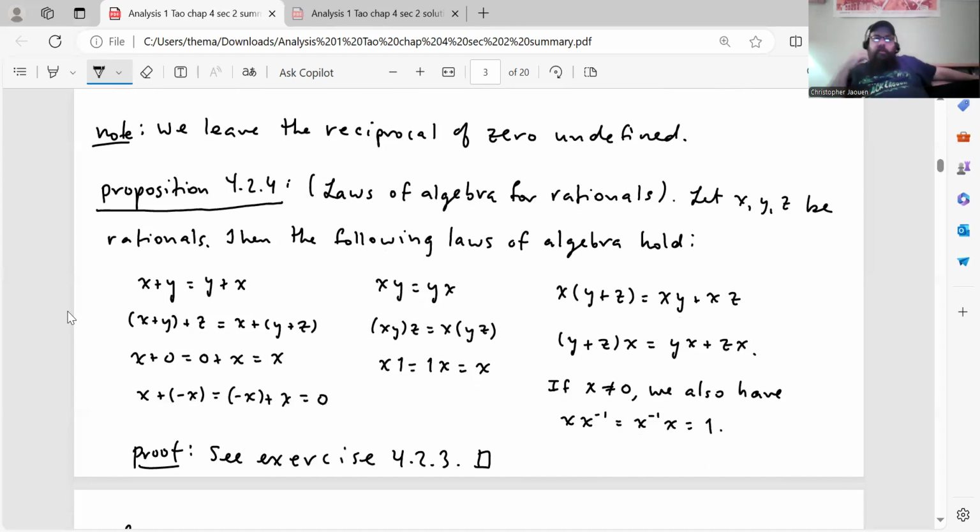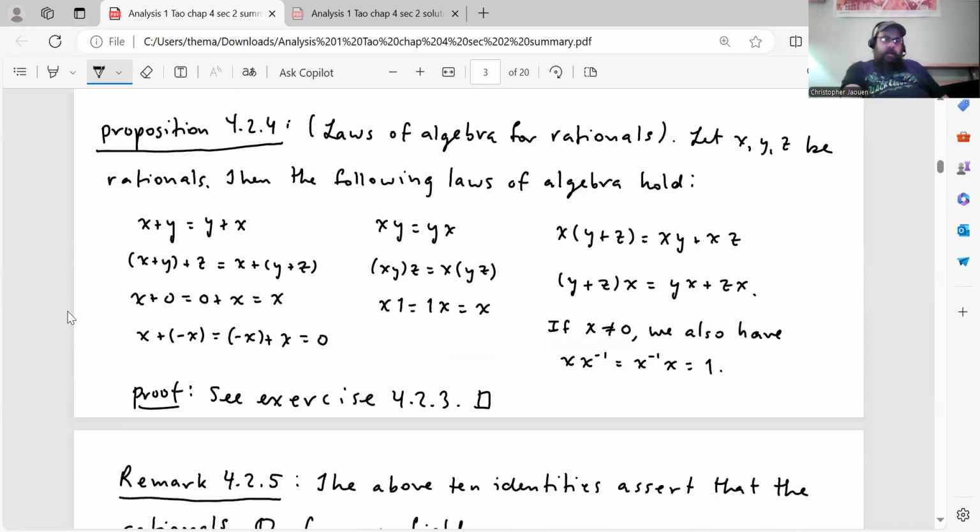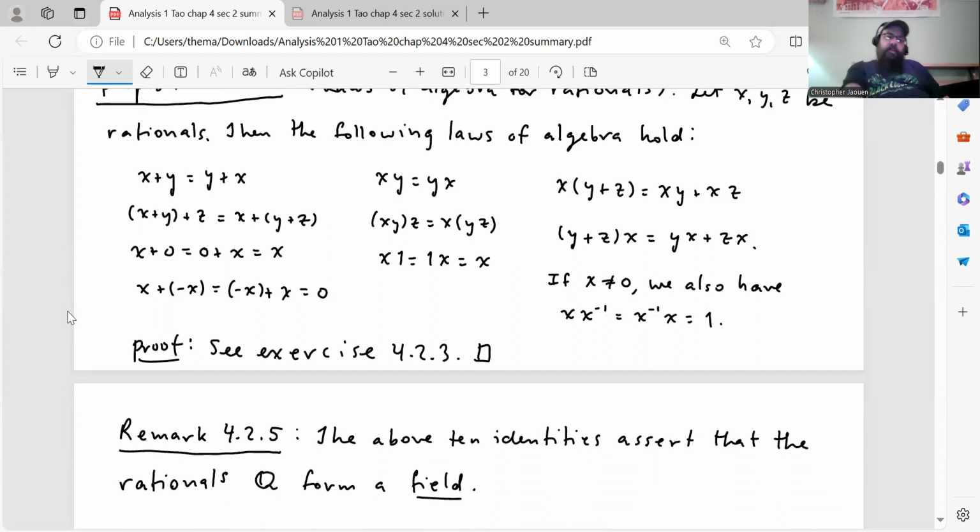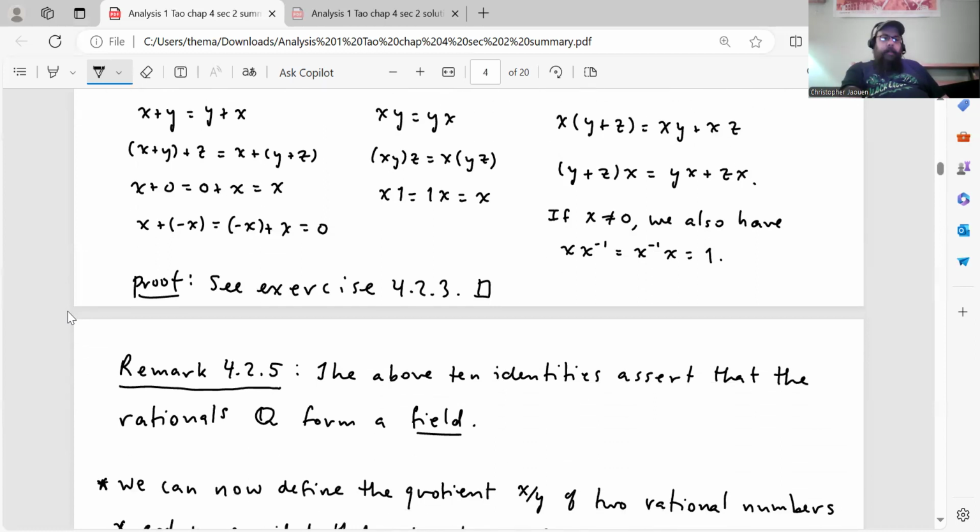Okay, then we have proposition 4.2.4, which is the laws of algebra for rationals. Let X, Y, Z be rationals, then the following laws of algebra hold. The first 9 axioms are similar to the ones we had for the integers, but we have one additional axiom here. The difference is that these are rational numbers now, with the way that we defined the operations on them. But there's also one additional operation that we can do now, which is the reciprocal. So if X is not 0, we also have X times X inverse equals X inverse times X equals 1. And all the other laws should be familiar, so I won't bother reading them through. All right, and we'll prove this theorem, but we'll do it in exercise 4.2.3 when we get to the video on the exercise set.